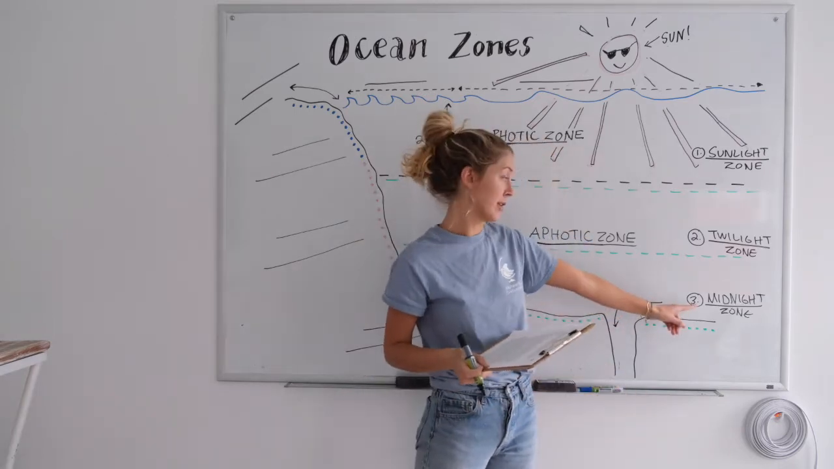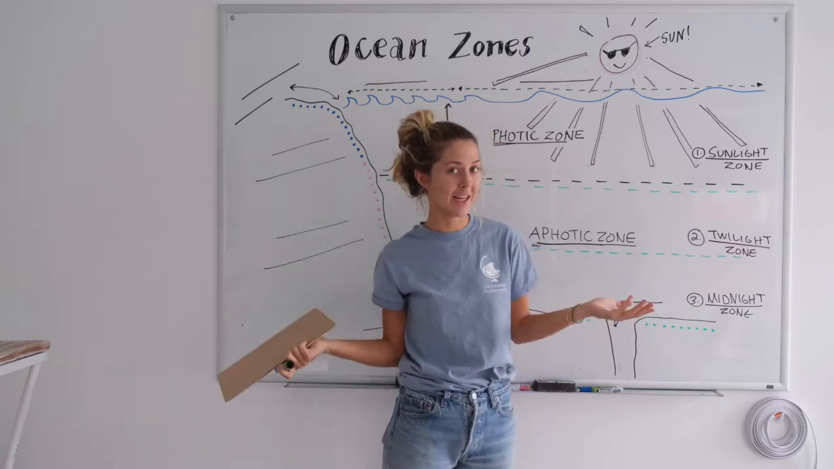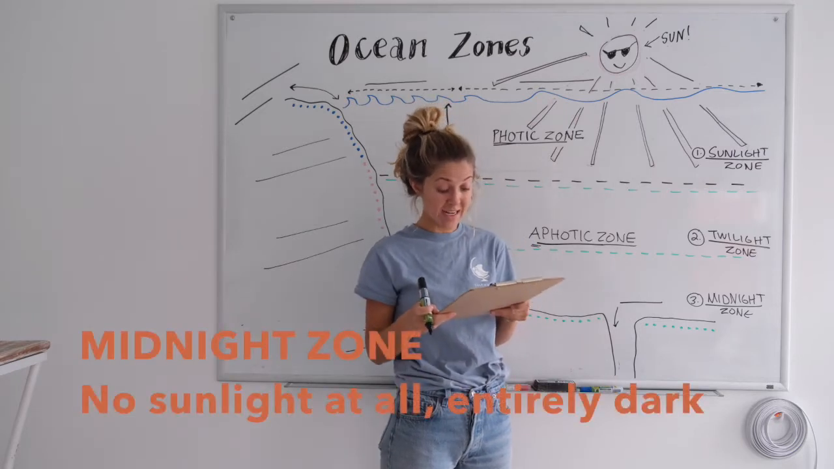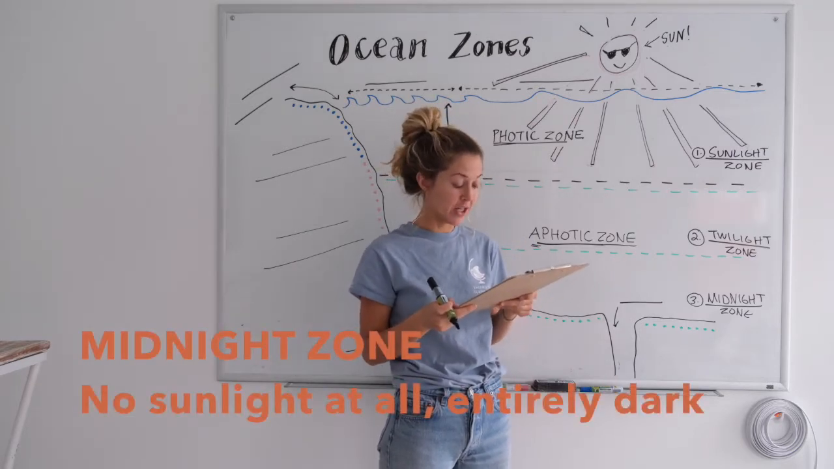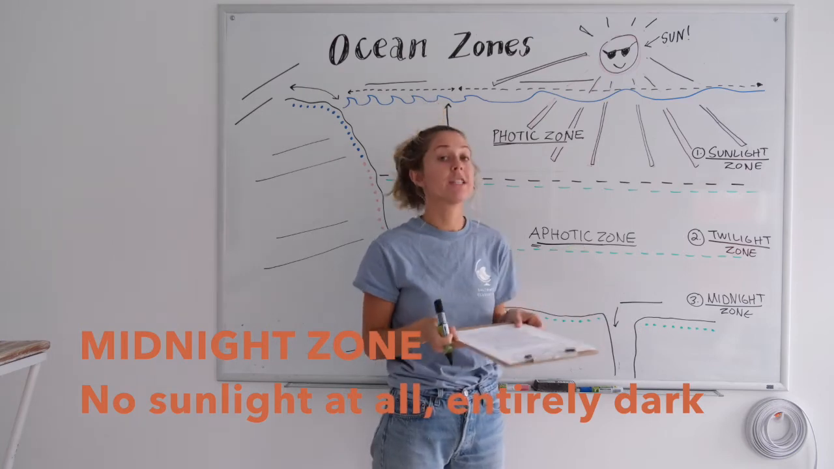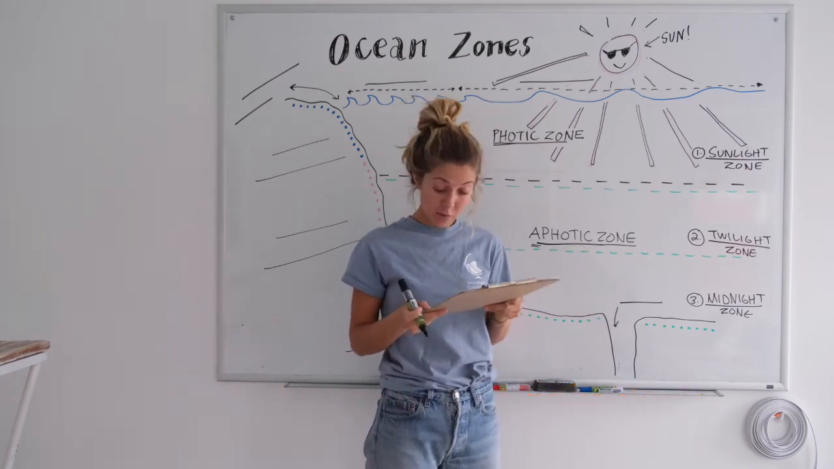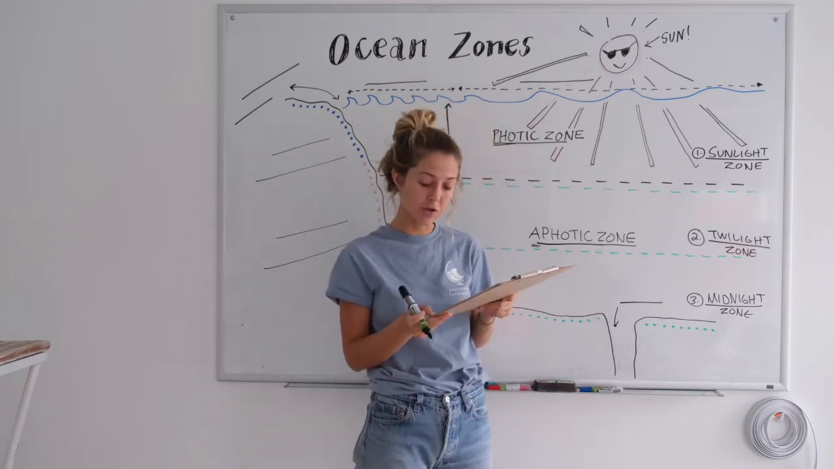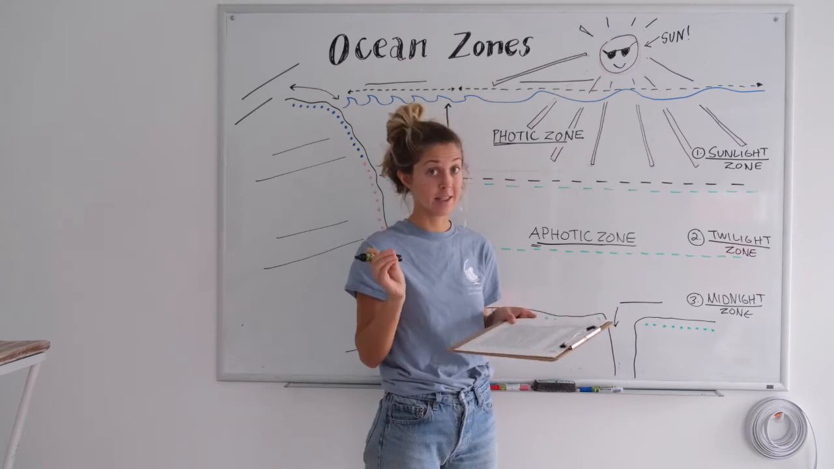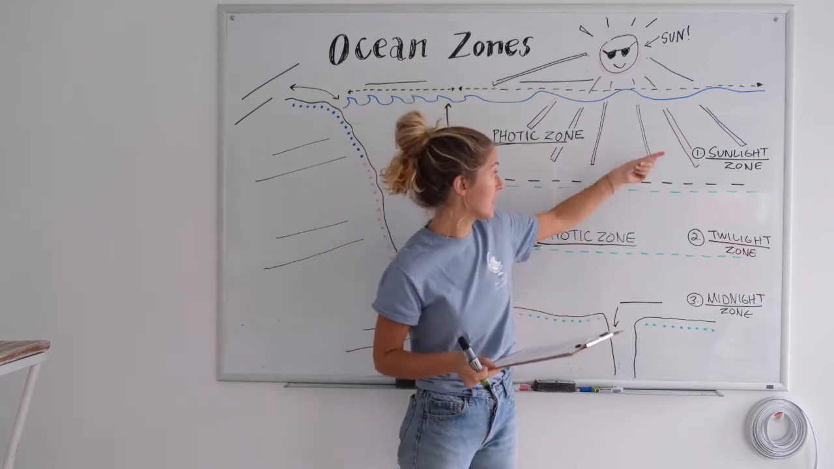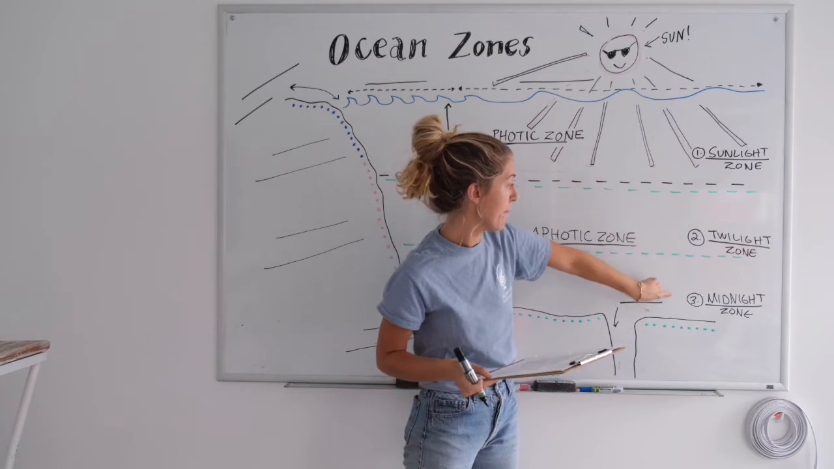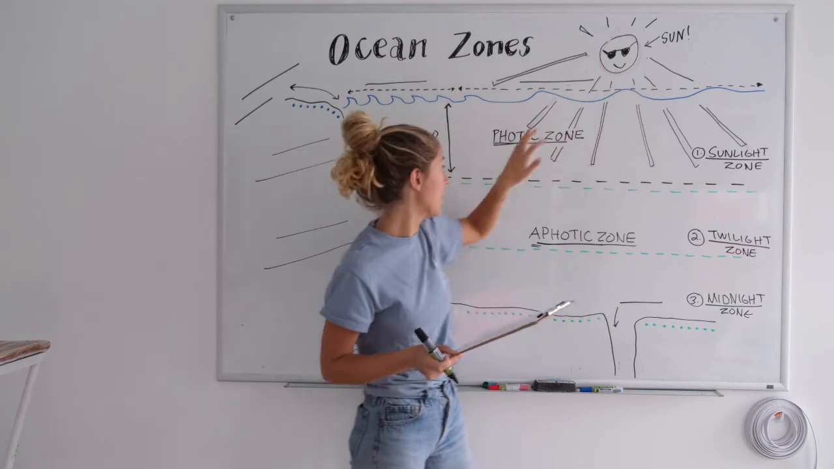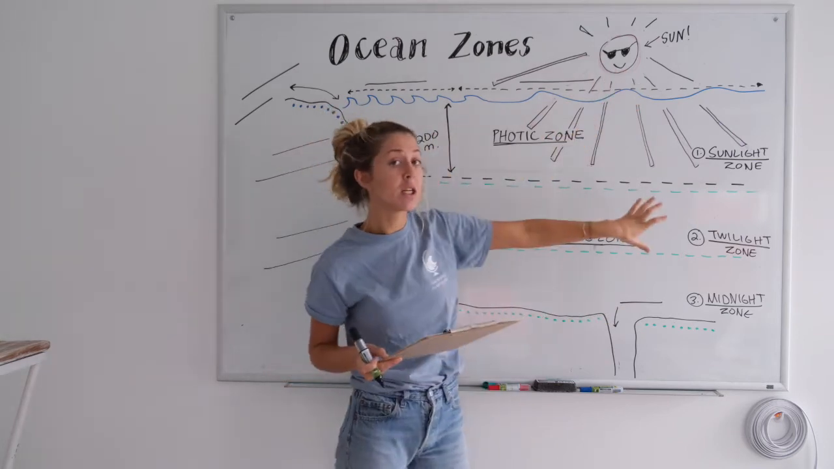Third is the midnight zone. Any ideas about the light there? You guessed it, darkness. In the midnight zone, it's entirely dark, there's incredible pressure, and the water temperature is near freezing. The only life in this zone is found near hydrothermal vents, which are cracks in the ocean floor that release minerals from the center of the earth. So the sunlight zone, twilight zone, midnight zone. These are all further categories related to the sun, like photic and aphotic, but a little more specific.